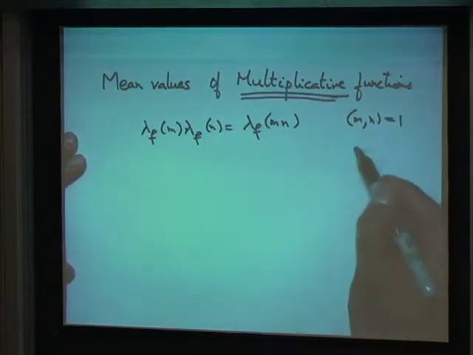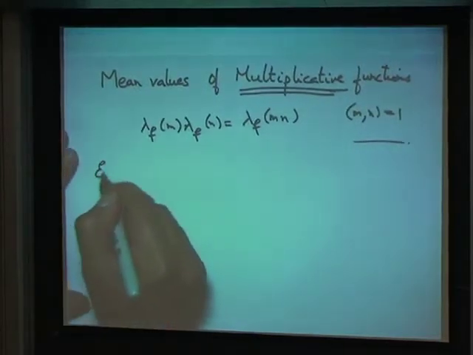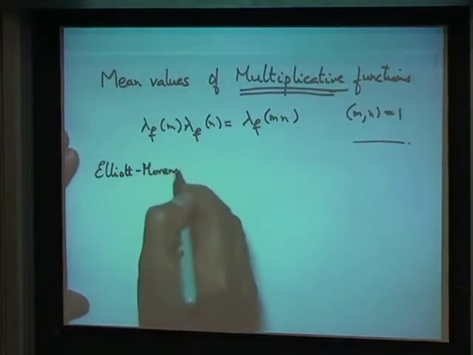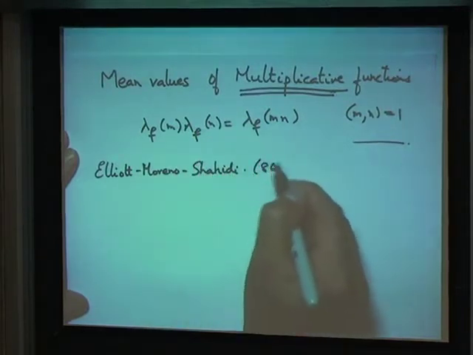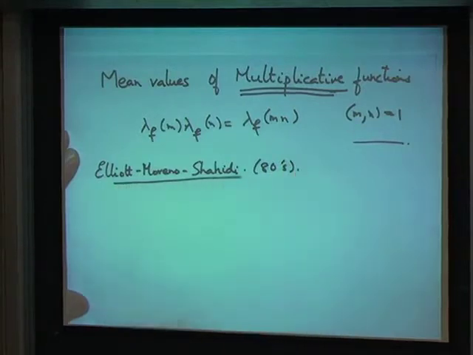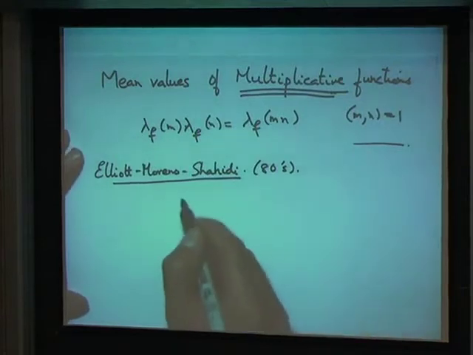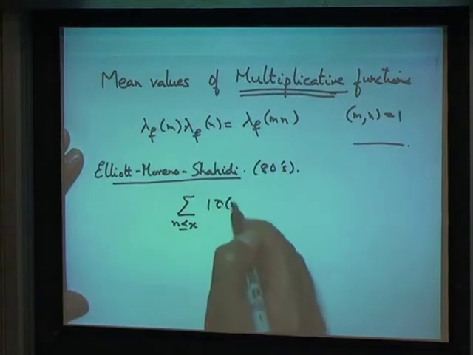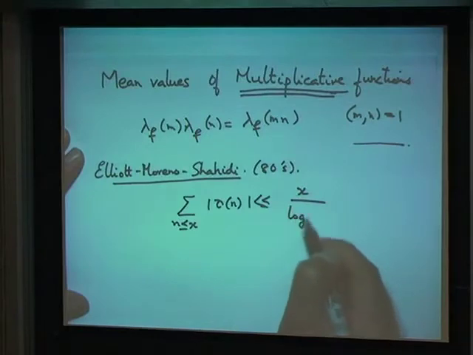So let me begin with a very simple example, which is due to Elliott, Moreno, and Shahidi, from the mid 80s. I mentioned this and explained it a little bit last time, and it has to do with proving a bound for Ramanujan's tau function. The absolute value of the sum of tau is bounded by something like x over (log x) to the 1/18th, something like that.